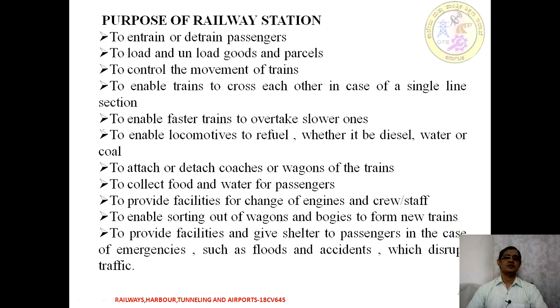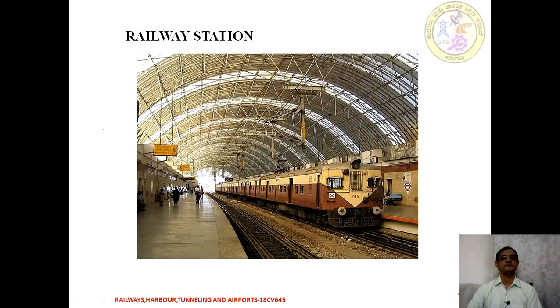Attachment and detachment of coaches or wagons, and collecting food or water for the passengers, also take place here. It also provides the facility for changing the engine crew or staff. It enables sorting out the wagons or bogies to form a new train. It also provides shelter for passengers in case of emergencies, such as rain, floods, or any accident which disturbs the traffic. These are all the functions or purposes of a railway station.